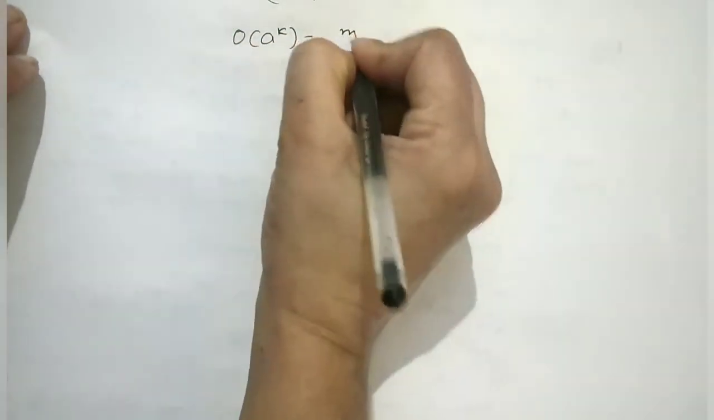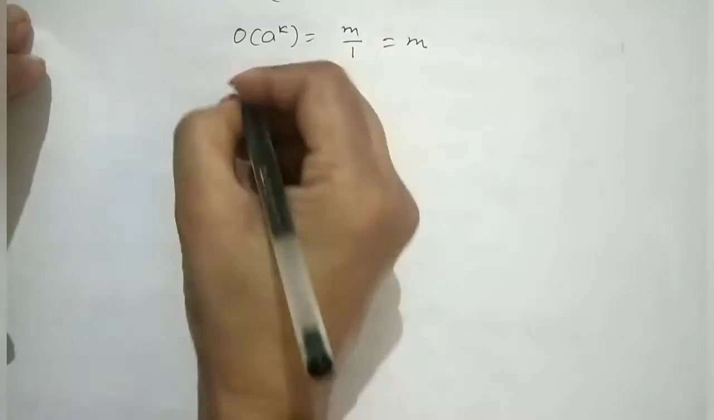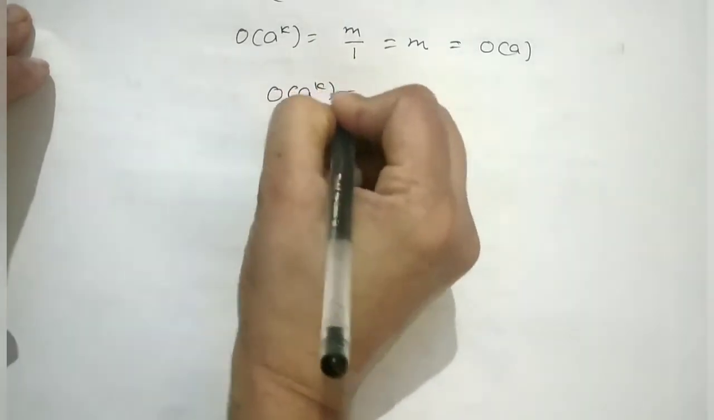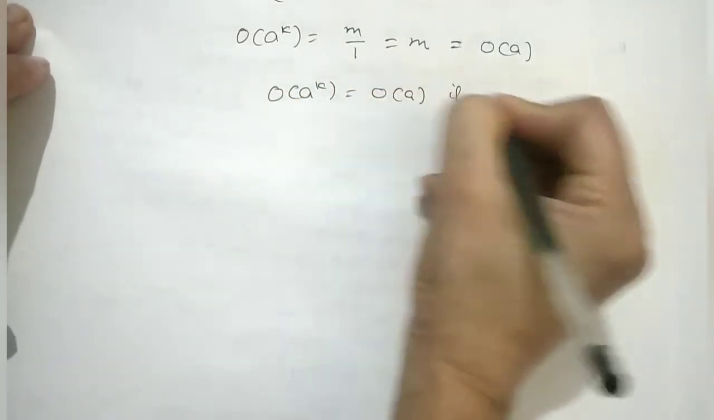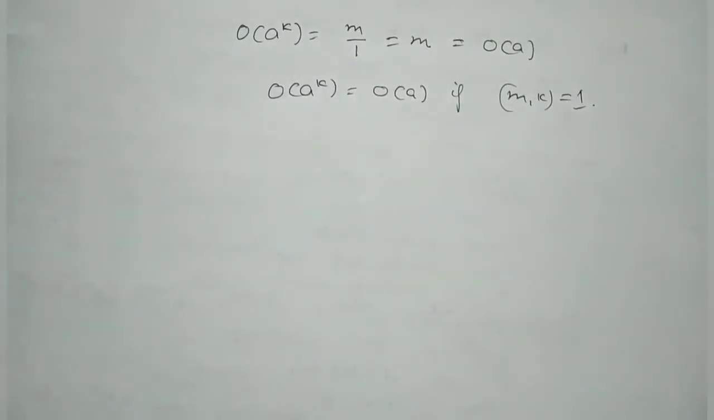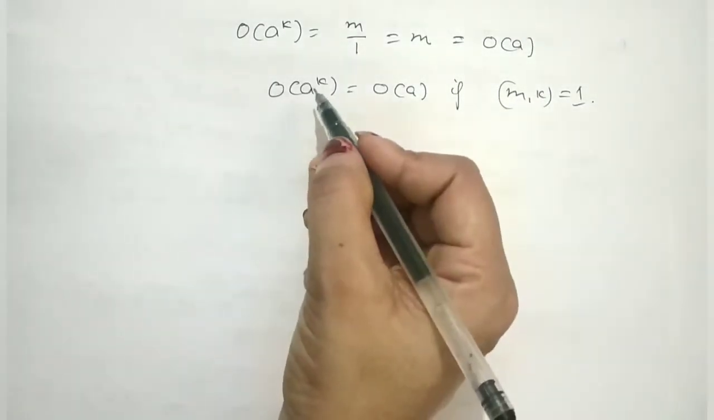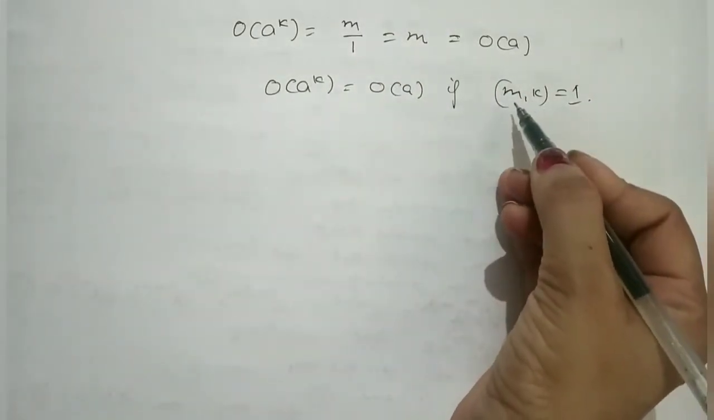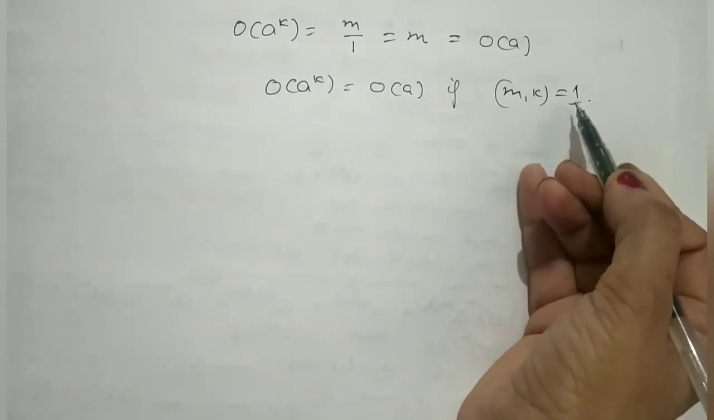Now see what happens if this GCD of m and k is 1. If GCD of m and k is 1, then the order of a raised to power k will be m upon 1. That means m, which is equal to the order of a. So the order of a raised to power k is equal to the order of a if GCD of m and k is 1. That means the element and any of its powers will have the same order if the order of a and the power have GCD 1.